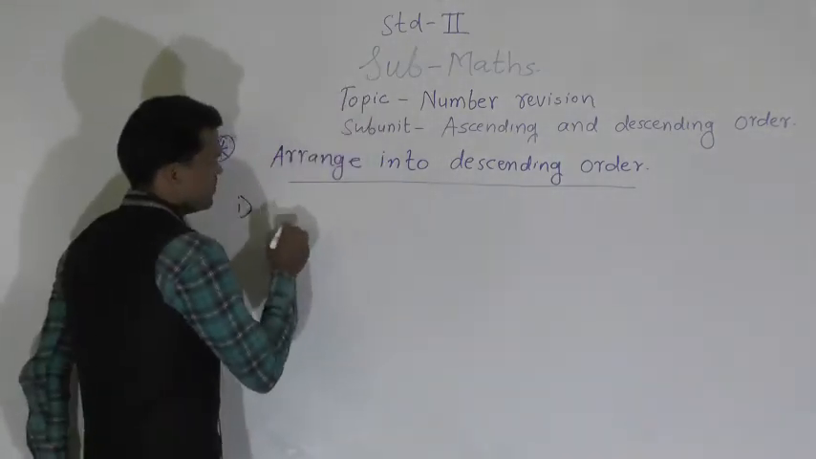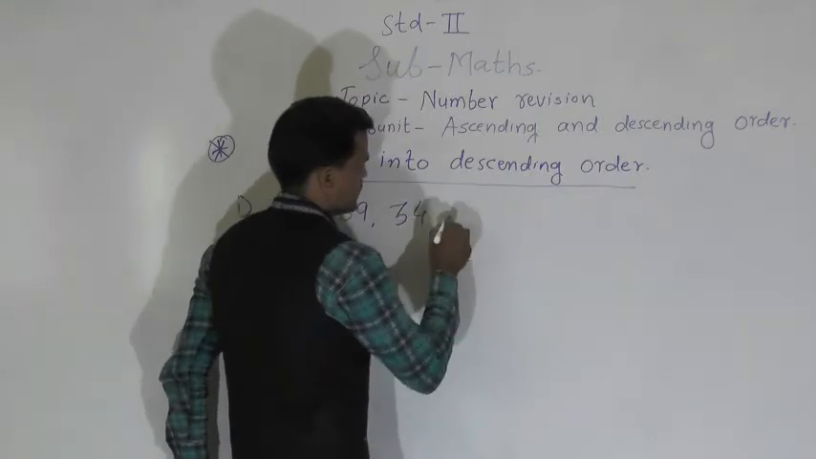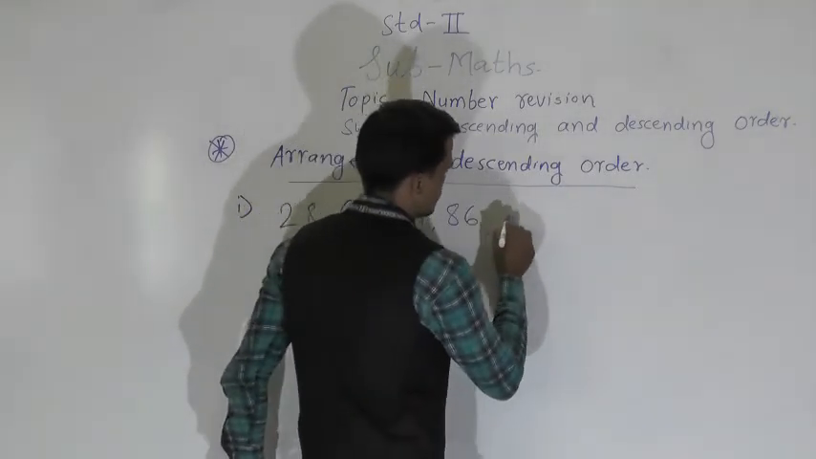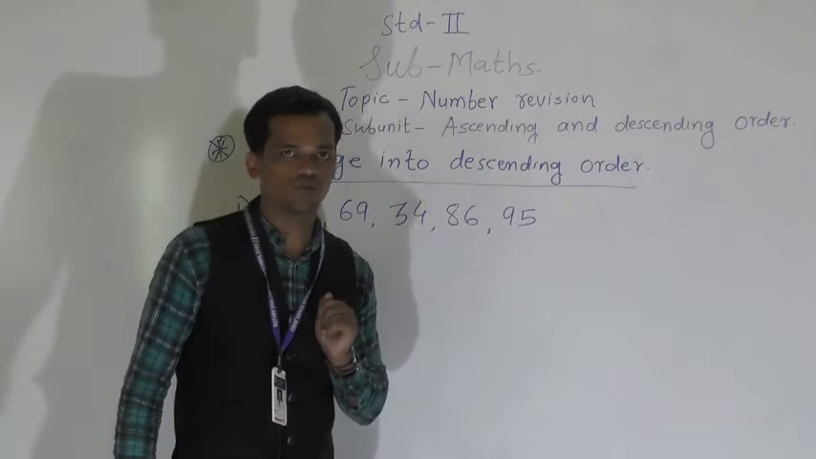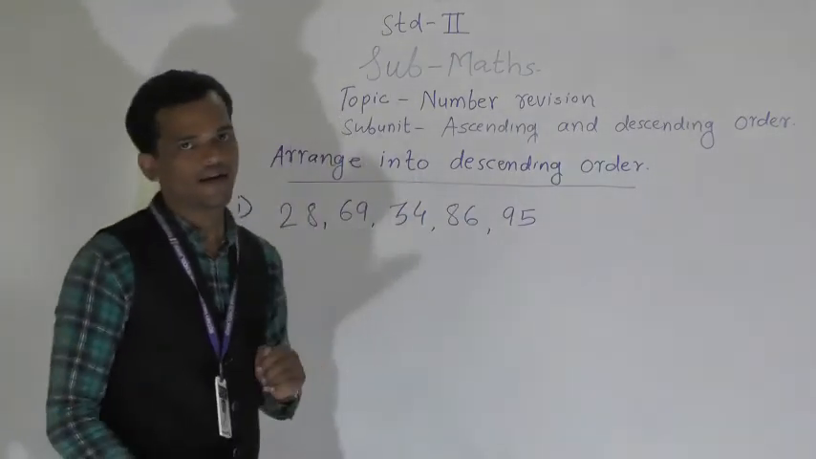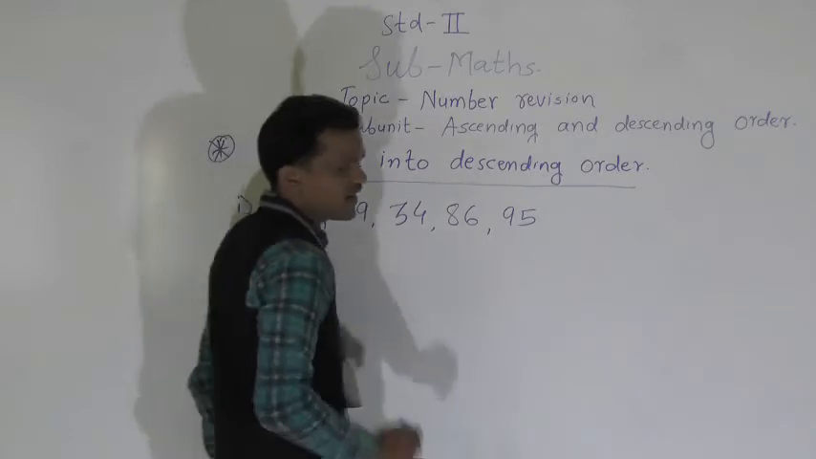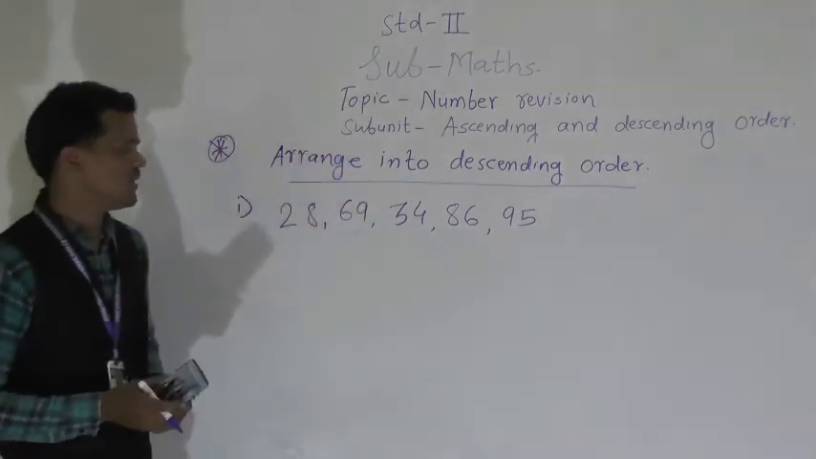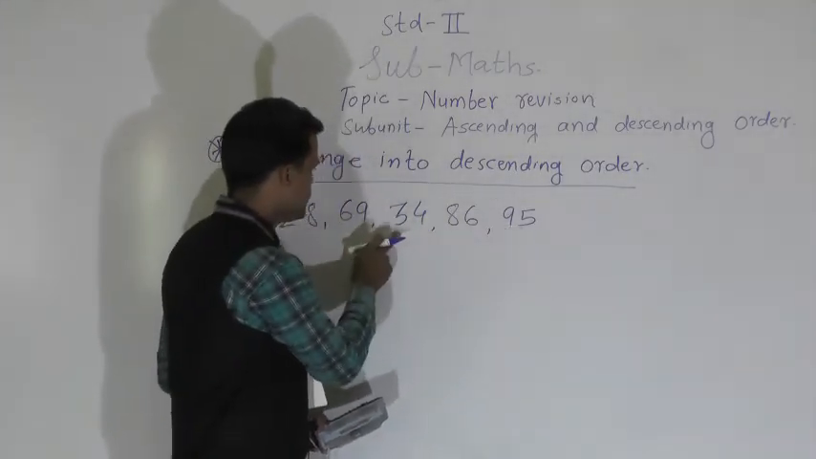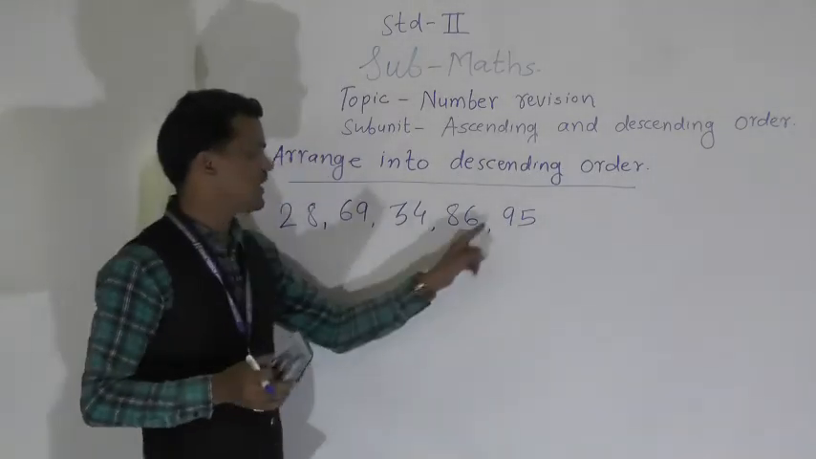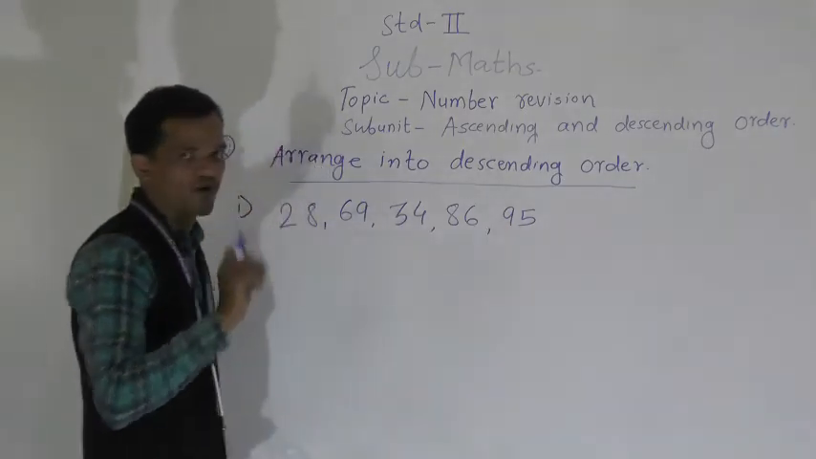See, these are the numbers: 28, 69, 34, 86 and 95. You know that descending order means greatest number to smallest number. So first you have to find out which is the greatest number in this series. You have to see the tens place digit: here 9, here 8, here 3, here 6 and here 2. So which number has the greatest tens place digit? That is 95. So 95 is the greatest number.